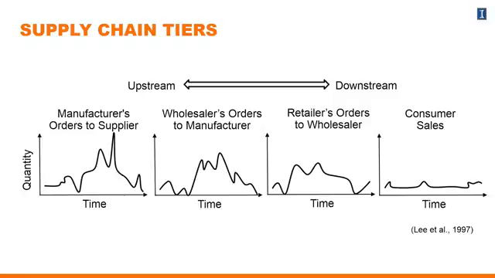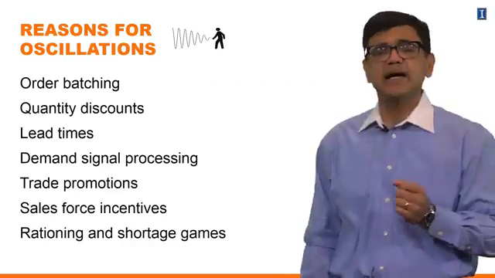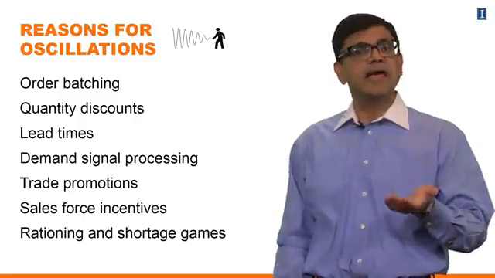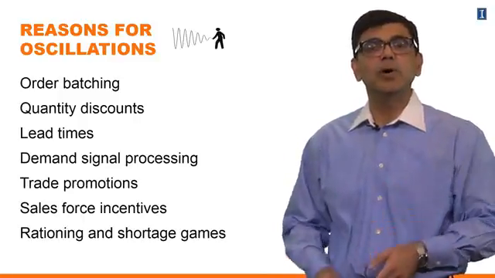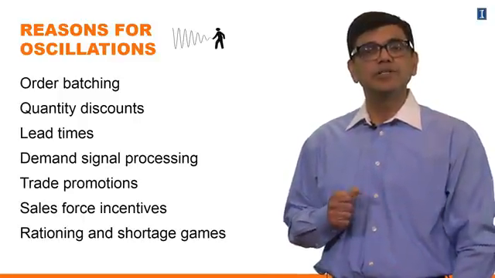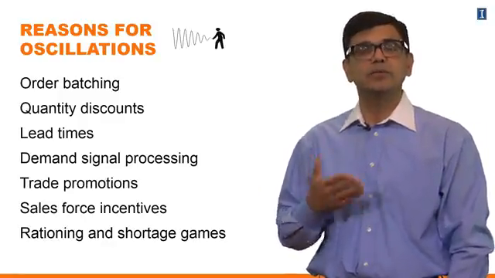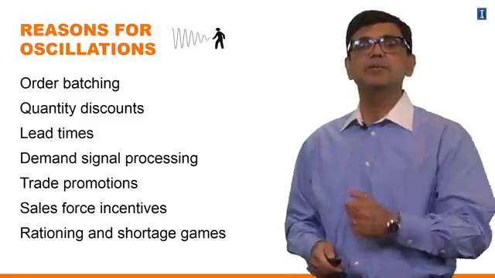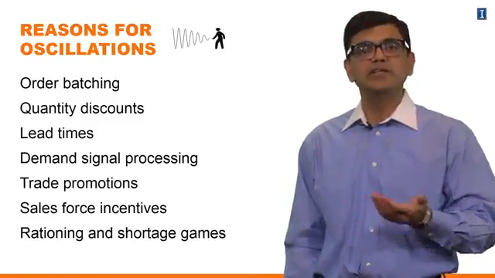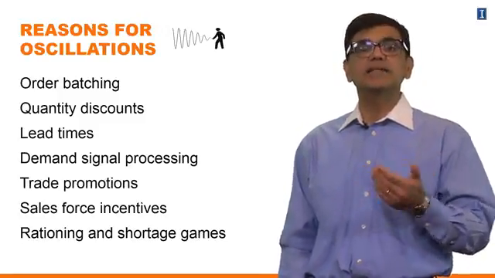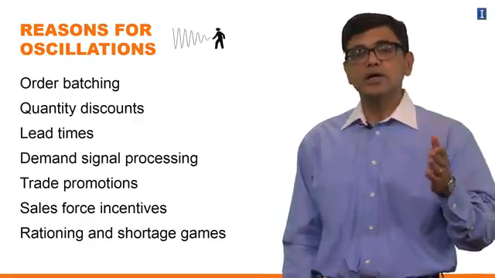So let's take a closer look at the bullwhip effect and why it happens, because it's a very important purpose of supply chain management to try and reduce it. We try to reduce it through the things that we do in supply chain management. So let's take a look at why it does occur. There are a few reasons for it.